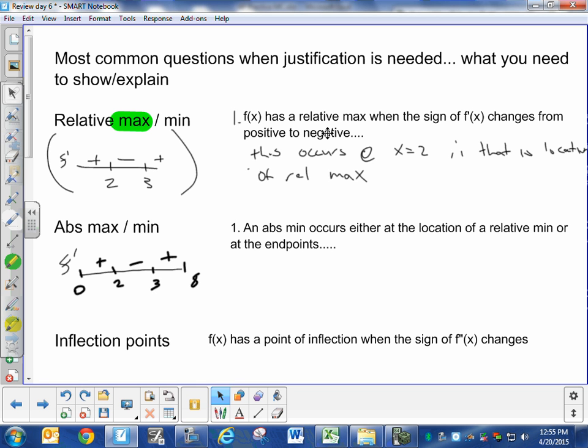Absolute max and min. Don't forget, if you're trying to find an absolute maximum value, it's not necessarily going to be at the locations of your relative maxes and mins. You need to check your relative maxes and mins and your endpoints. So your intro statement, so that the people reading your test know that you know what you're doing, is you would say an absolute min occurs either at the location of a relative min or at an endpoint.